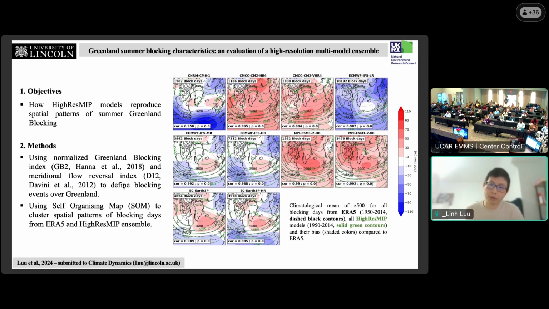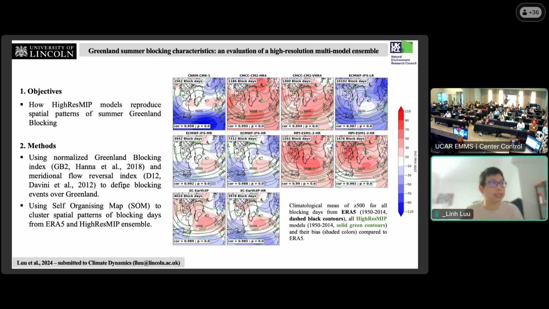Looking at the plot, you see the bias of each model in HighResMIP compared to ERA5, with the shading colors representing the bias. The green solid contour is the model, and the black dashed line is from ERA5. Basically, we can see that the models in the HighResMIP ensemble can reproduce the spatial pattern with the omega shape over Greenland. But there are some systematic biases. For a few models like CMCC or MPI, the red ones, all over the domain there is not much clear difference between higher and lower resolution of those models.